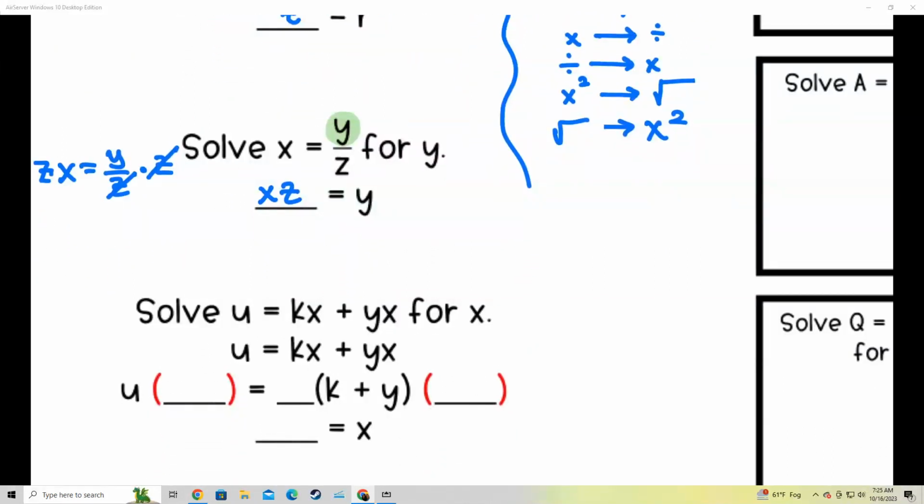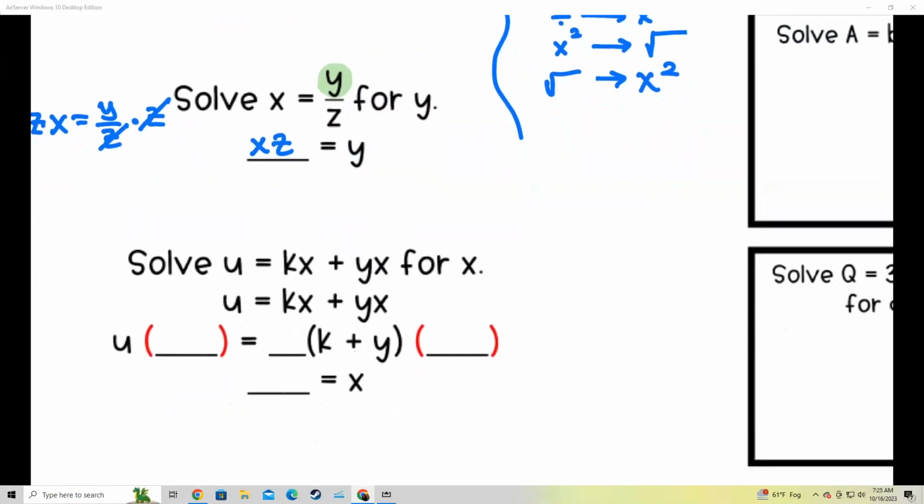Okay, this next one is a little complicated. It says solve u equal to kx plus yx for x. Now, the problem here is I have two x's that I'm solving for. Do we see those two x's? If I could combine them, I would. Except in this case, I can't. So what we're going to do is we're going to do the opposite of distributive property, which is to factor. It's just distributive property, but going in the opposite direction, okay?